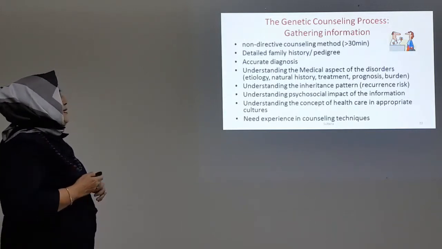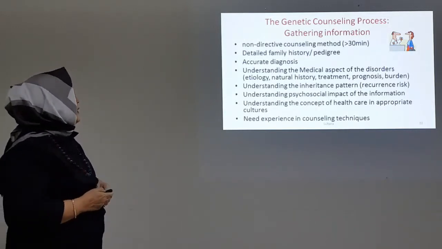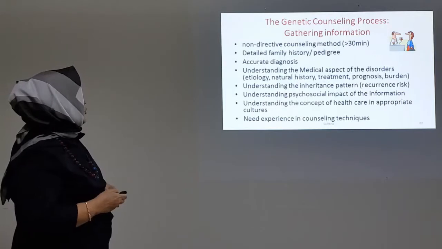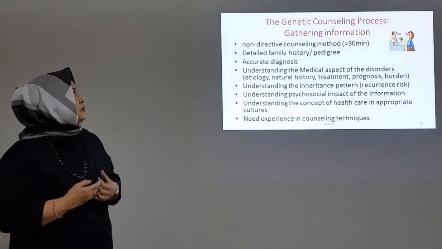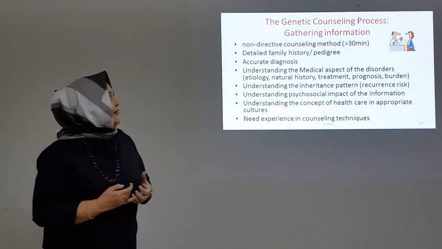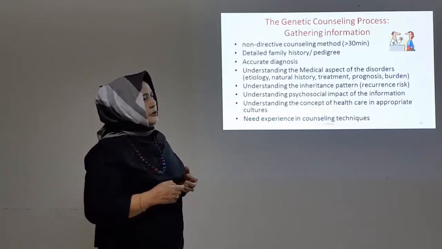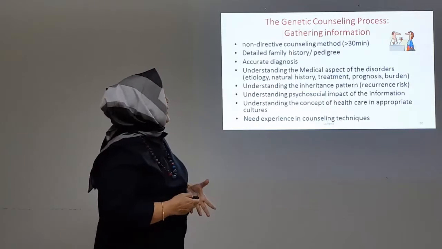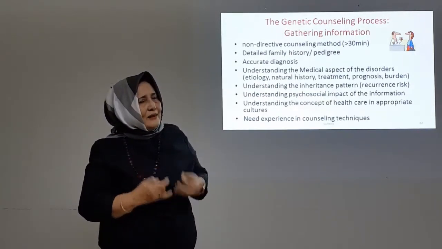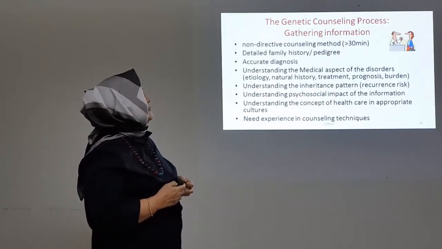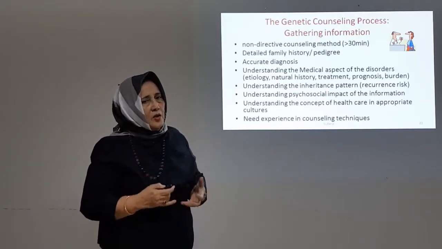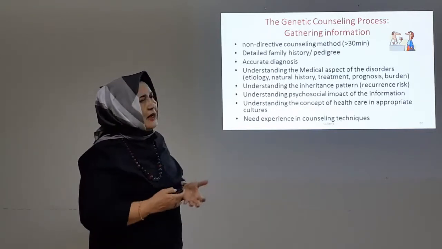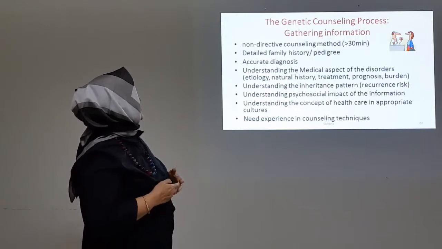What should be done in the genetic counseling? The first one is gathering the information. You should do non-directive counseling. You should not tell the patient directly what actually happened, and it takes at least 30 minutes. You cannot be in a hurry. You have to give time to the patient to talk about the disease.